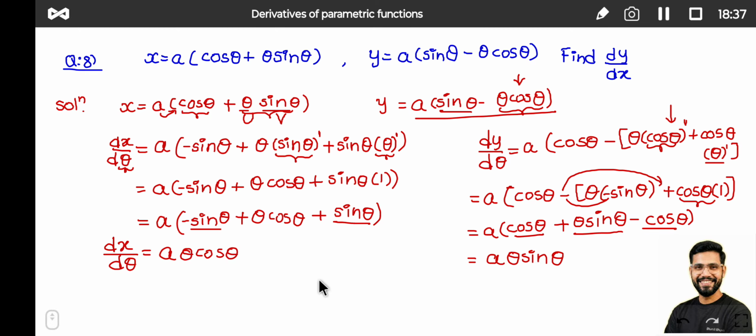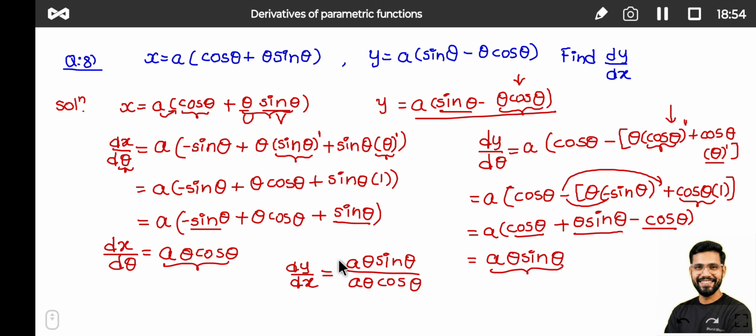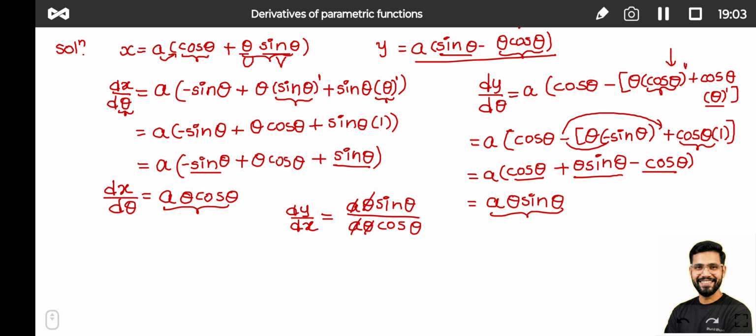Okay, now our final step, which is dy by dx. So dy by dx means derivative of y, which is a theta sin theta, divided by derivative of x, which is a theta cos theta. So this a and a will get cancelled, theta and theta will get cancelled, sin theta upon cos theta, which is nothing but tan theta. Okay, so our answer of dy by dx is tan theta.